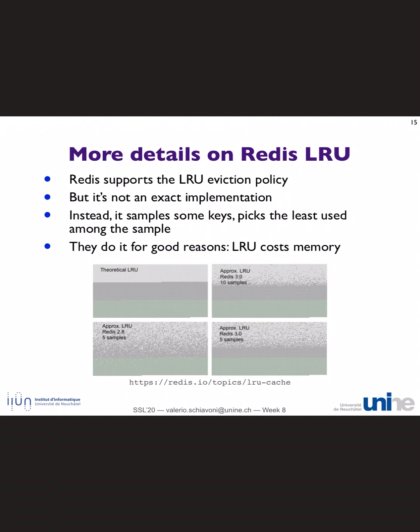One interesting detail about the Redis least recently used cache eviction policy is that it's not an exact implementation. What it means is that instead of actually taking the key that is the least recently used one, it samples some keys, and then among those, it picks the least recently used. They do this for a good reason, a very practical reason, and there are more details explained on this website.